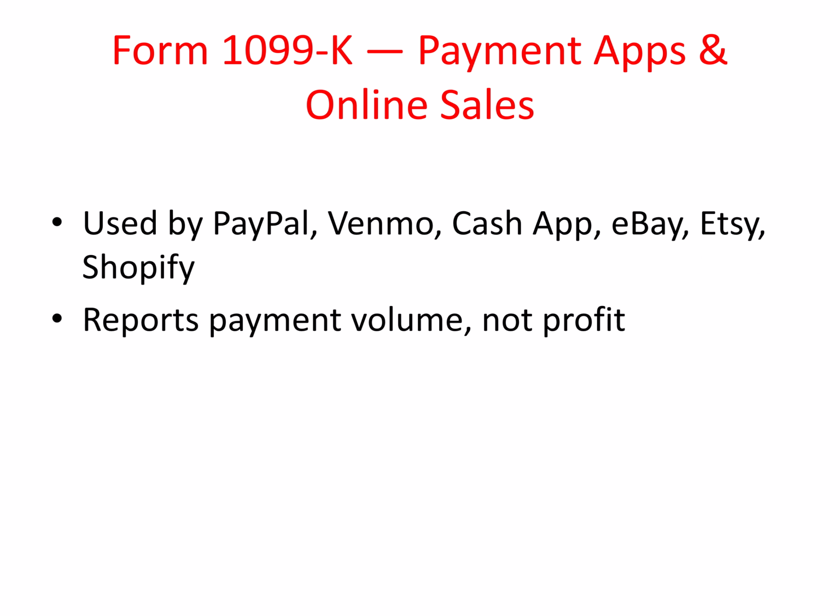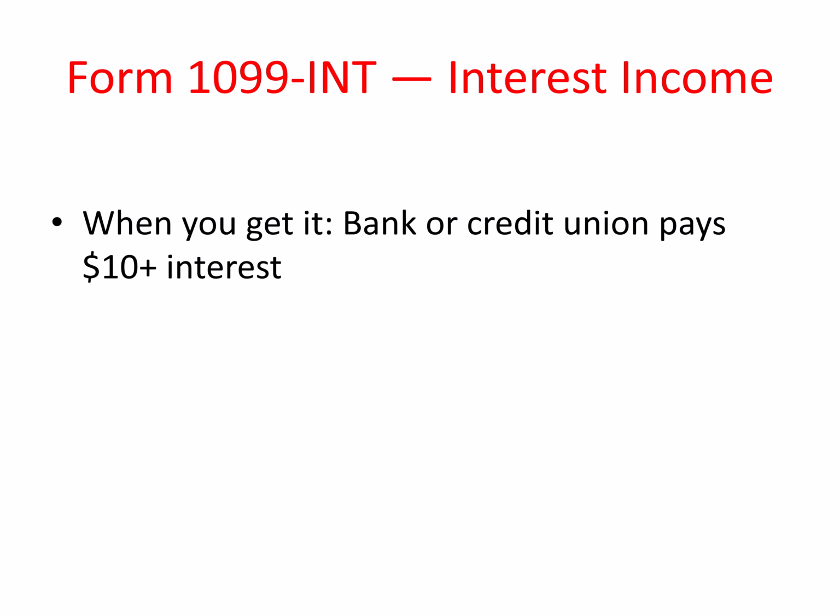Form 1099-K, Payment Apps and Online Sales. When you get it: if you receive payments through PayPal, Venmo, Cash App, eBay, Etsy, and Shopify. Important fact: this reports payment volume, not profit. Your deductions matter. Form 1099-INT, Interest Income. When you get it: if your bank or credit union paid you more than $10 in interest.